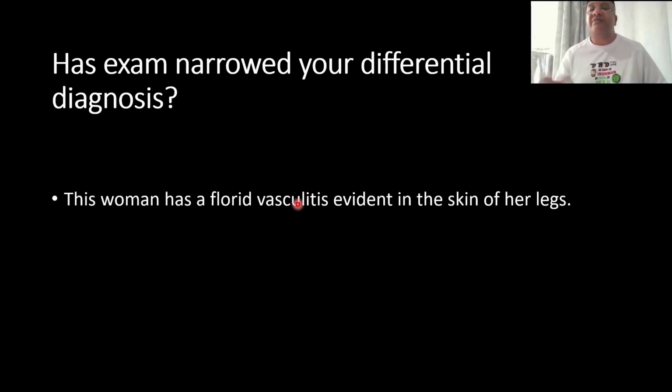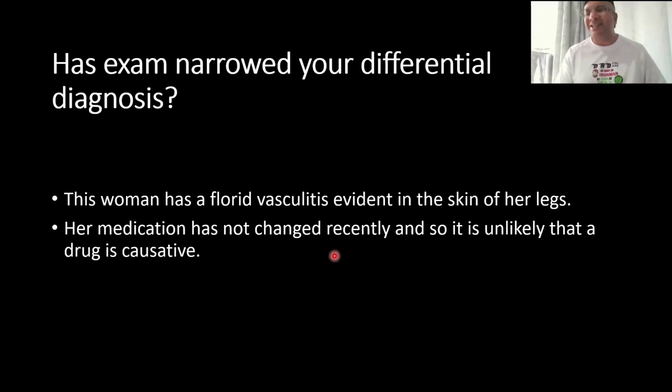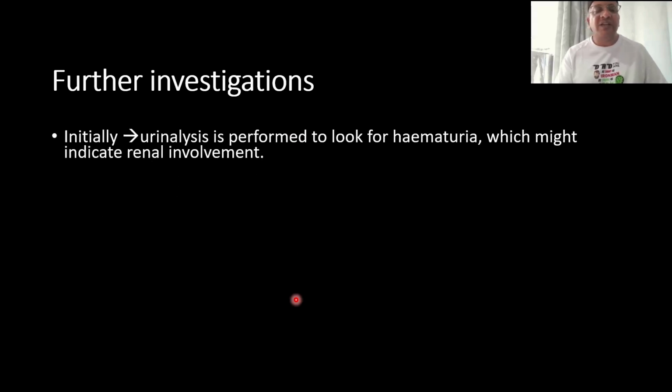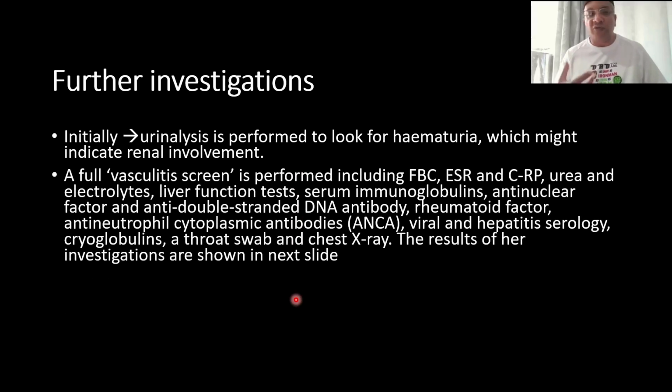This woman has florid vasculitis evident on the skin of her legs. Her meds really have not changed recently, so we can't implicate the meds in here. So it's unlikely that's playing an etiological role. Further investigations definitely needed to ascertain the causes of her vasculitis. So, in further investigations, guys, a urinalysis is performed to check for hematuria because we're looking for a prospective glomerulonephritis. We're checking for infection, and we're looking for renal involvement. So, we routinely do this in our patients in whom we suspect vasculitis.